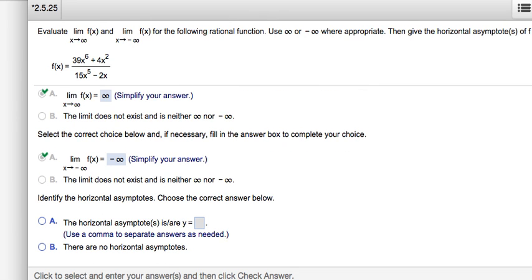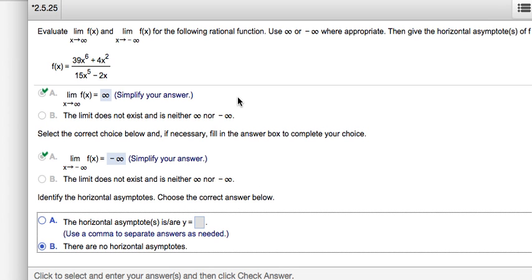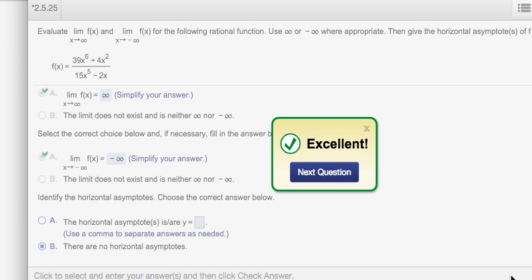Okay, horizontal asymptote. When the degree of the numerator is higher than the degree of the denominator, there's not going to be any horizontal asymptotes. Those powers have to be either the same, or the one on top has to be less in order to have a horizontal asymptote.